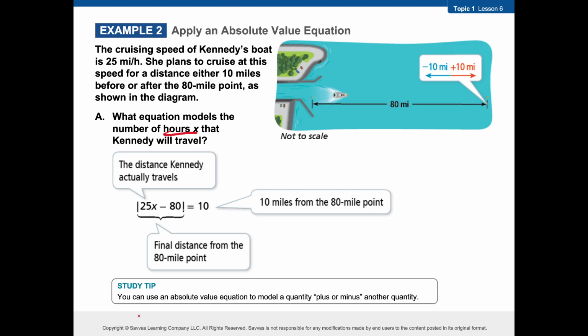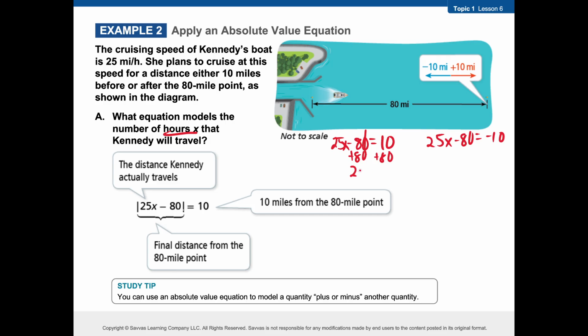So absolute value, 25, the distance Kennedy actually travels, 25 miles per hour. We don't know how many hours. Minus 80. This would be the final distance from the 80-mile point, equals 10 miles from the 80-mile point. So now she can either go 10 above or 10 below. So to solve it, there's nothing that I have to bring over to the other side. So now I make one with a positive, I forgot my x, and one with a negative.